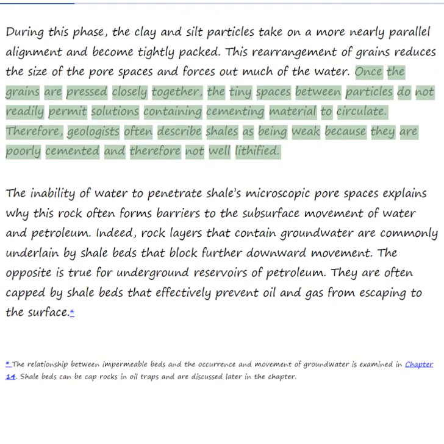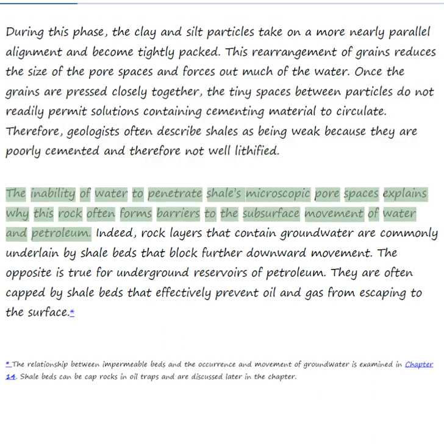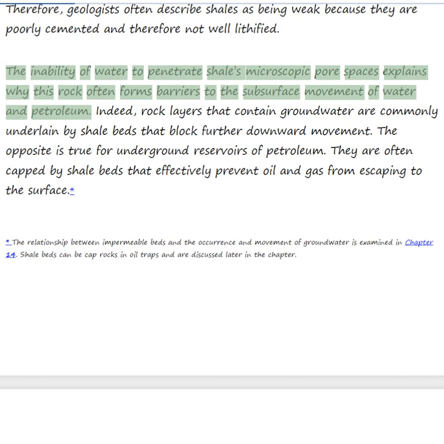Once the grains are pressed closely together, the tiny spaces between particles do not readily permit solutions containing cementing material to circulate. Therefore, geologists often describe shales as being weak because they are poorly cemented and therefore not well lithified. The inability of water to penetrate shales' microscopic pore spaces explains why this rock often forms barriers to the subsurface movement of water and petroleum.